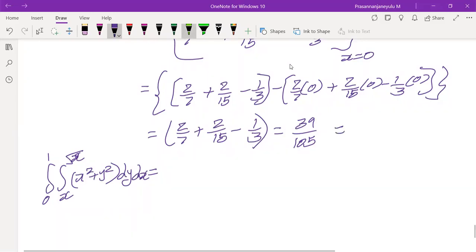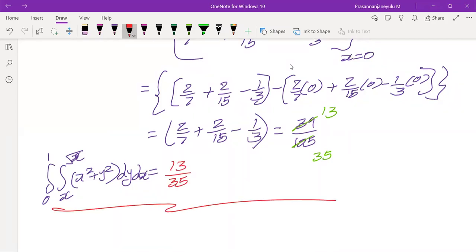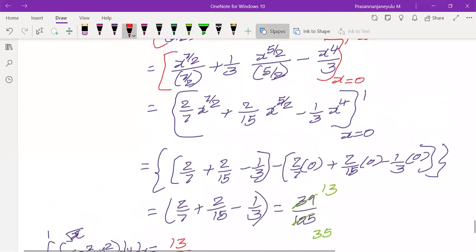So if we cancel by 3, 13 3s are 39, and 35 3s are 105. So the answer is 13 by 35. This is our answer for problem number 7.